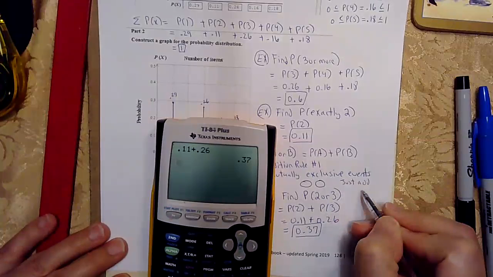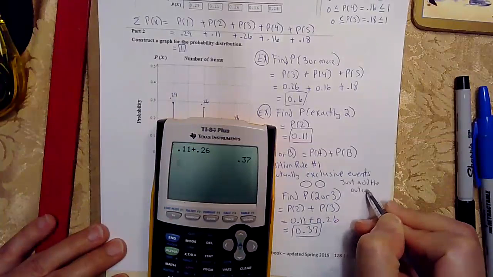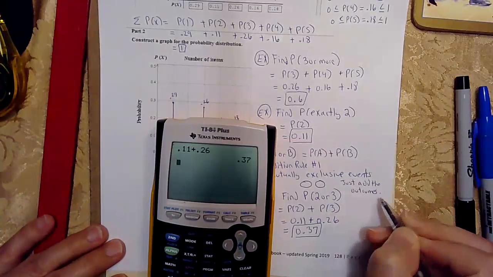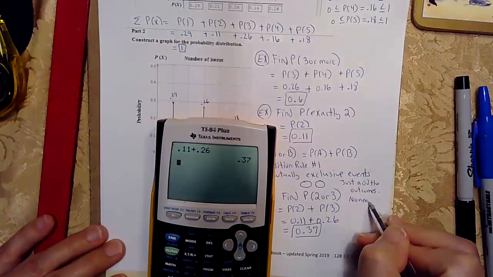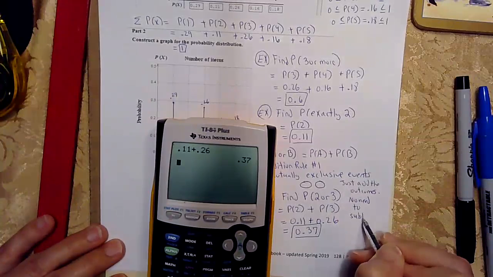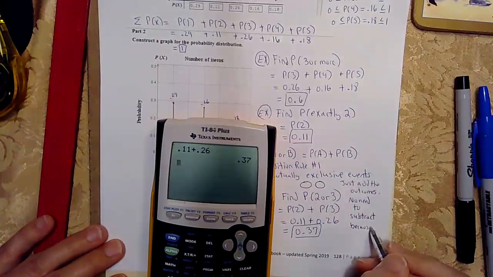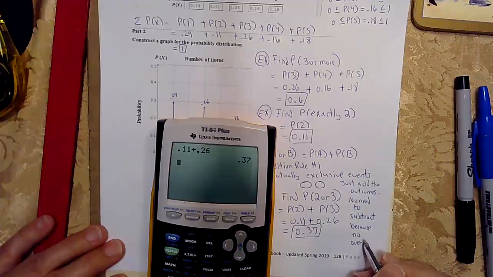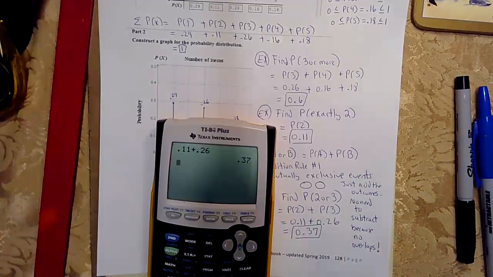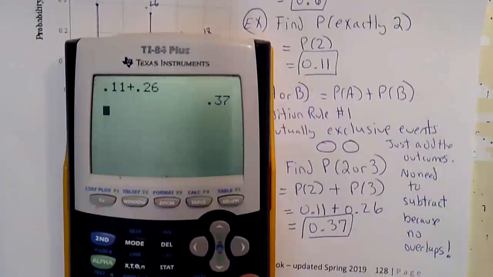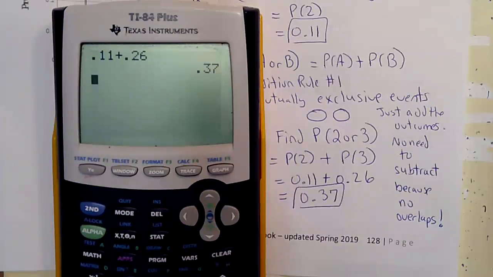So remember with mutually exclusive events, you just add the outcomes, and there's no need to subtract because there are no overlaps. That's why we're not subtracting anything here. So that's kind of cool. See how your vocabulary fits with that. Okay, and then there's one more page.